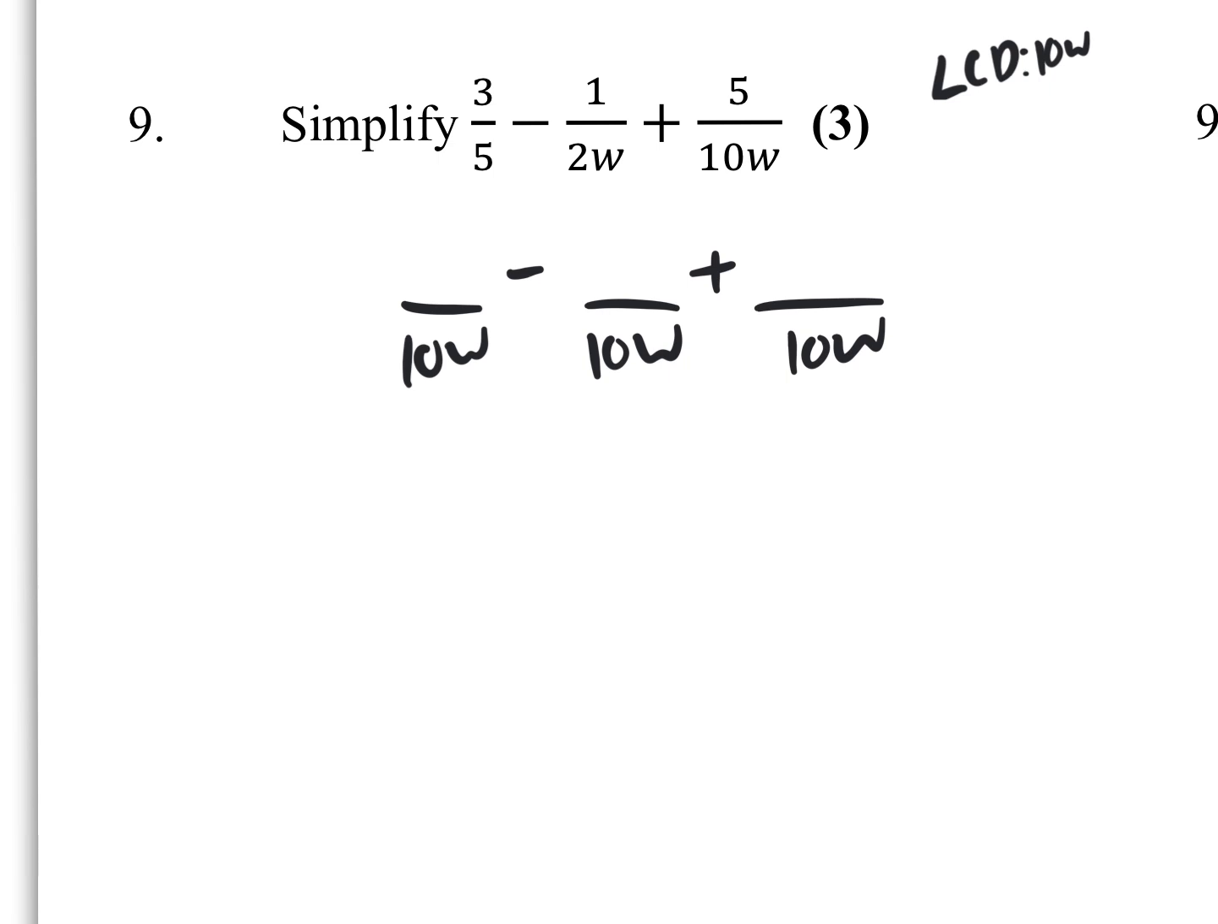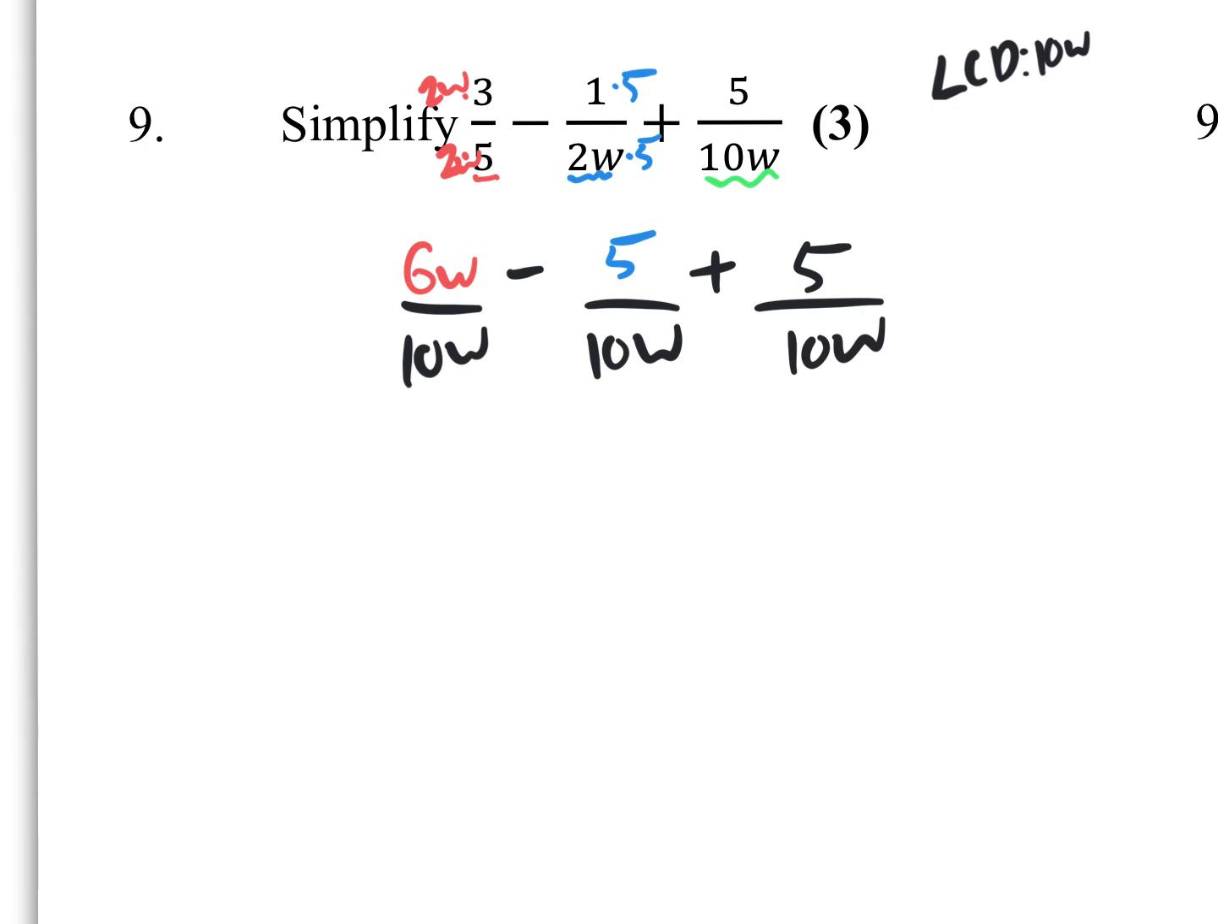This is how I show my work. So how do I change the 5 to become 10W? I want to multiply by 2W. So I want to multiply by 2W as well. So I end up with the 6W up here. And how do I change the 2W to become 10W? I multiply by 5, I end up with the 5 up here. And how do I change the 10W to become 10W? That's already a 10W, so you don't have to do anything. Just bring down that 5, okay?